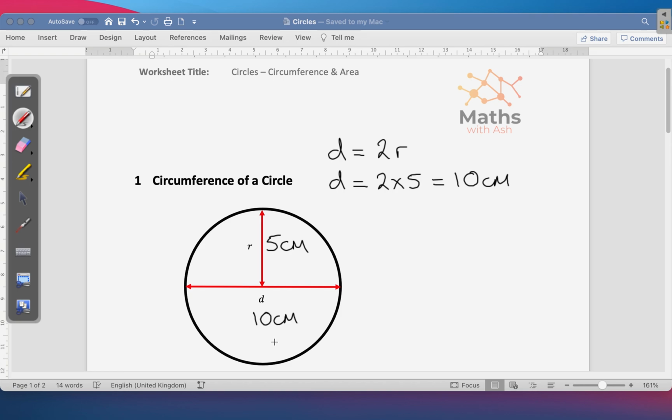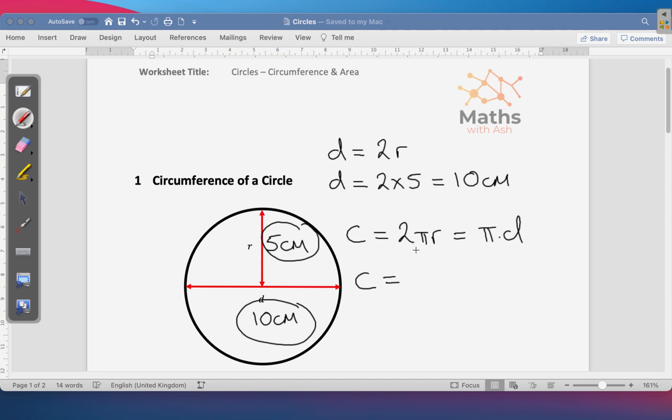So if we're asked to find the circumference, then we will use the formula C equals 2 pi r, or we can use pi d. It doesn't matter which one we use, it should give us the same answer. But you may just be given the radius, or you may just be given the diameter. So it's probably quicker to use this one if you're given the radius, or this one if you're given the diameter. So let's use the radius.